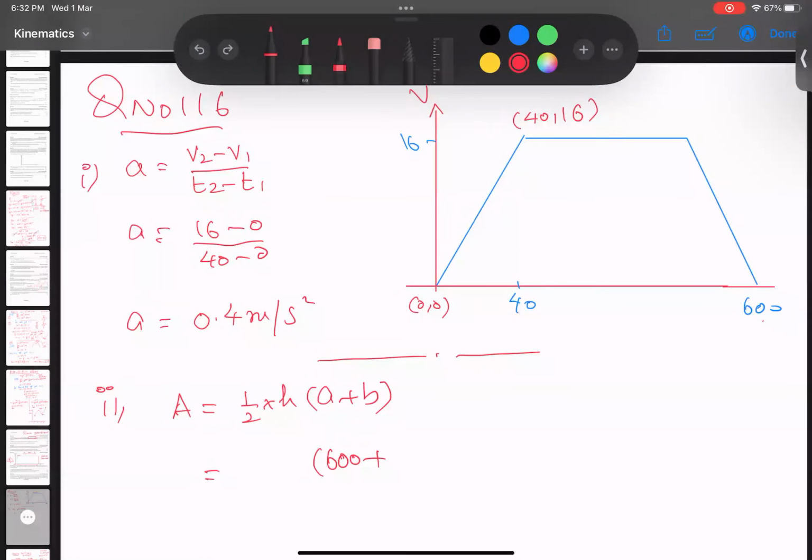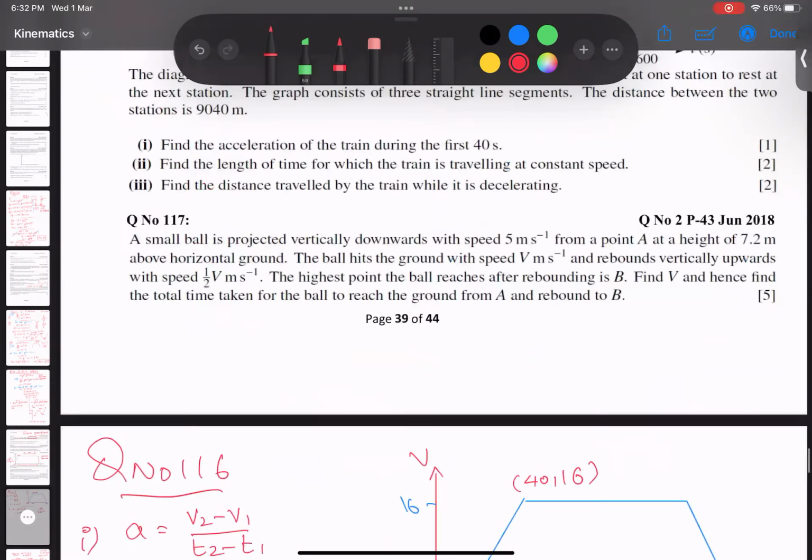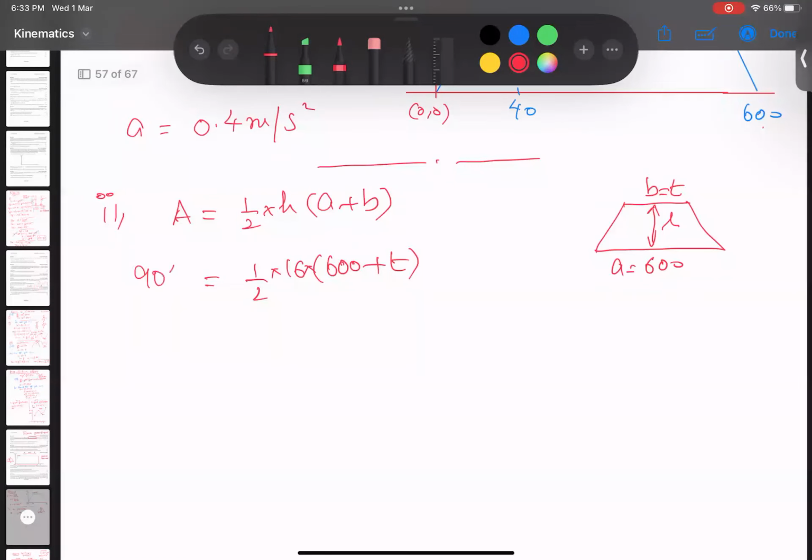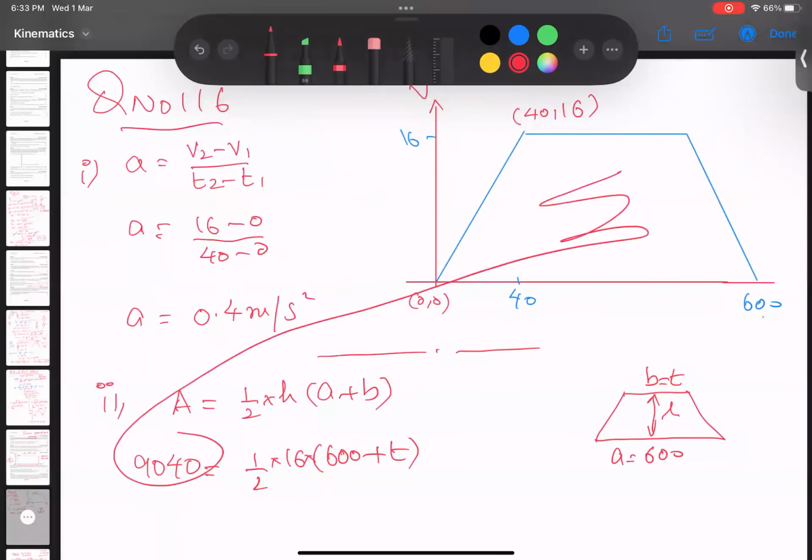So for example, A equals 600, and B I can take any number. For example, I take a T, so T is a time. And H is the gap between them, which here is 16. So I'm writing 16 here. And the total distance between the two stations given by him is 9040. The logic I discussed before: the area under the graph is called distance traveled.